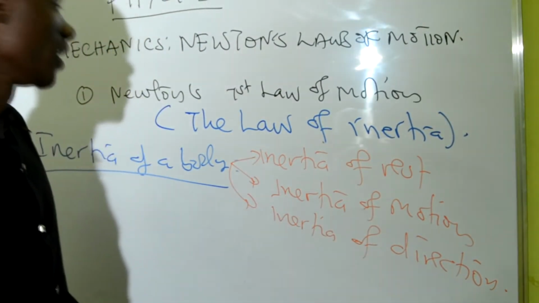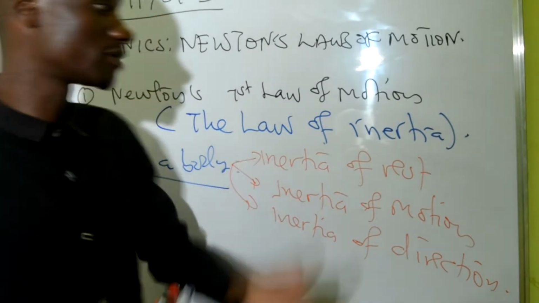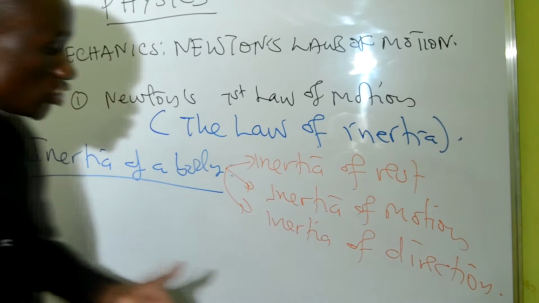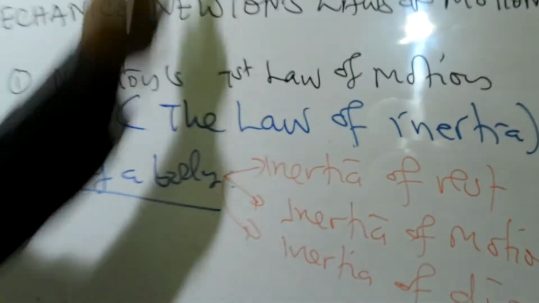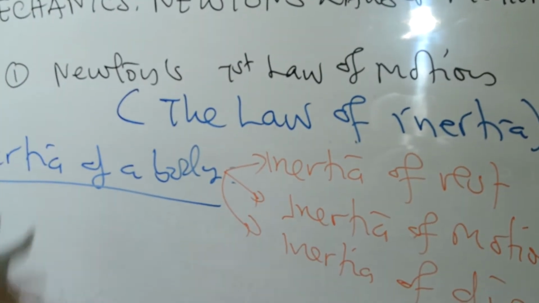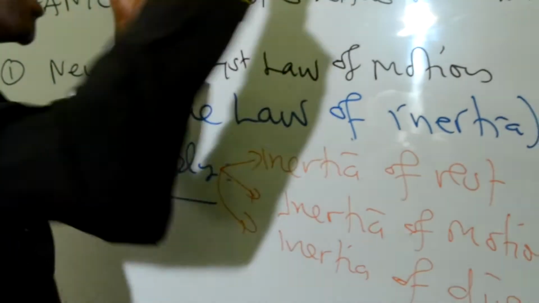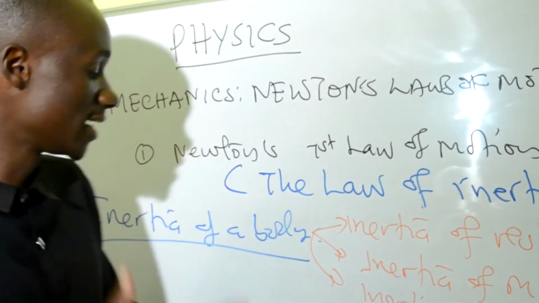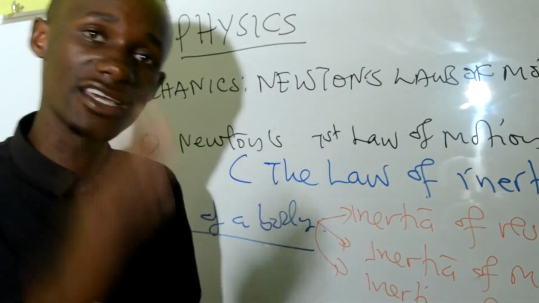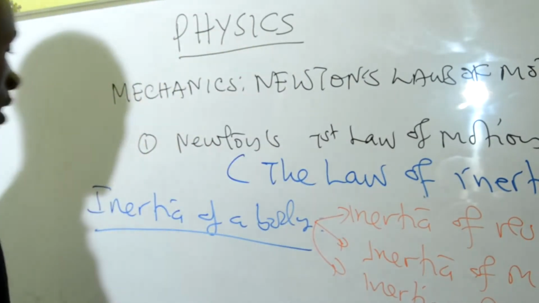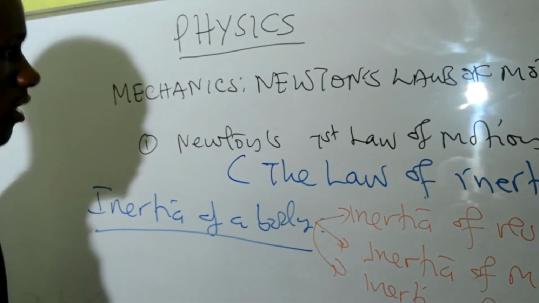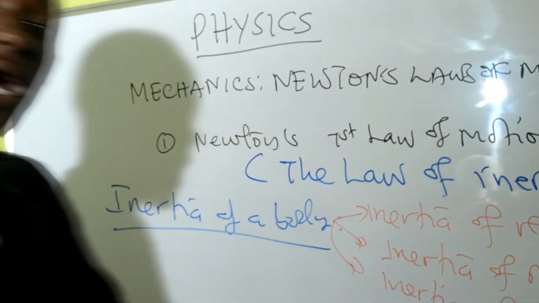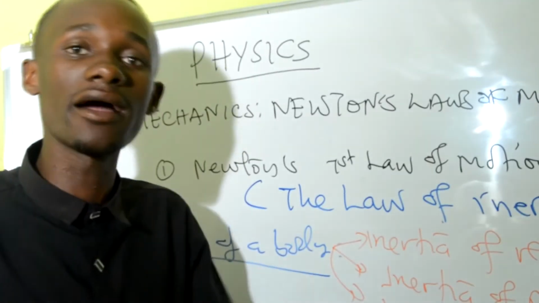Now, why is Newton's first law of motion sometimes termed the law of inertia? Because of the definition of inertia of the body. The explanation of inertia coincides with the statement of Newton's first law of motion. So Newton's first law of motion is sometimes called the law of inertia. Okay. Newton's first law of motion, or the law of inertia, has many applications in daily life.